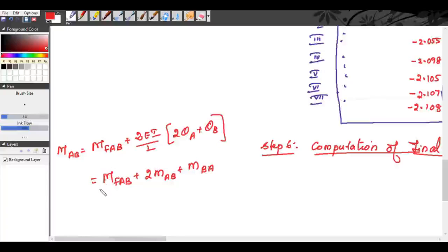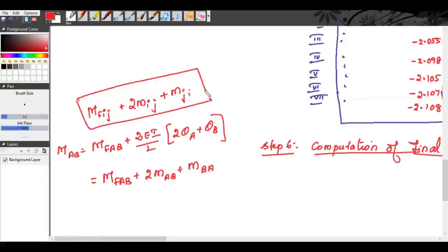Now in general we will write this as MFIJ plus 2MIJ plus MJI. This is the general term, and this is our final end moment. So fixed end moment plus 2 times the rotational contribution of end I, and 1 time the rotational contribution of the far end J, for the end moment IJ.